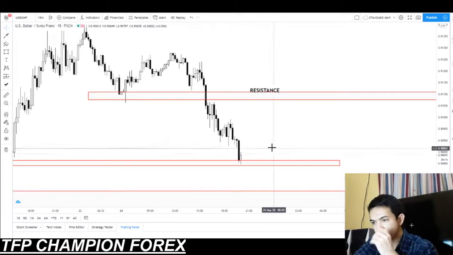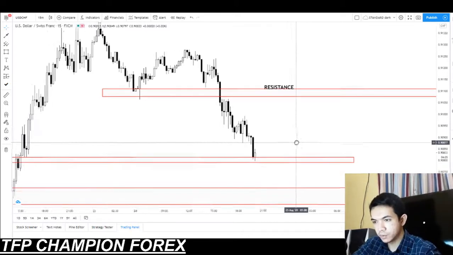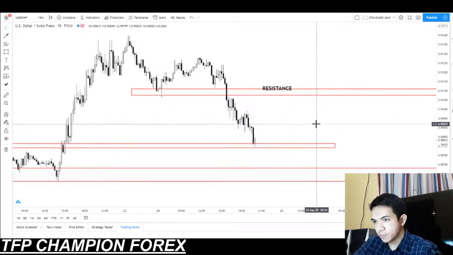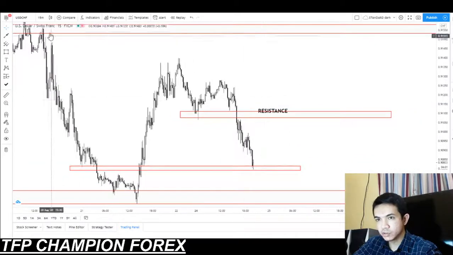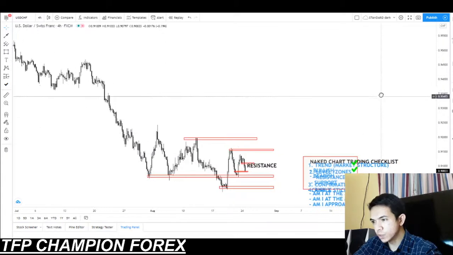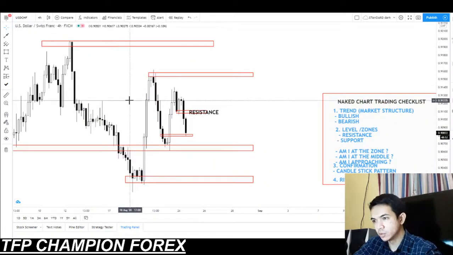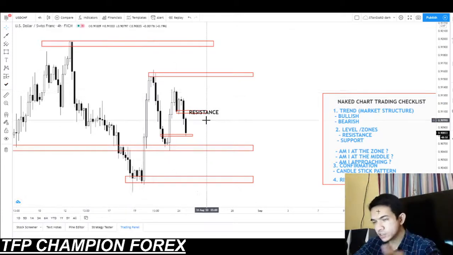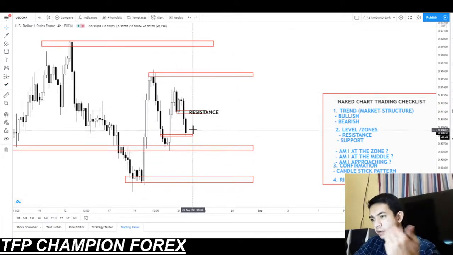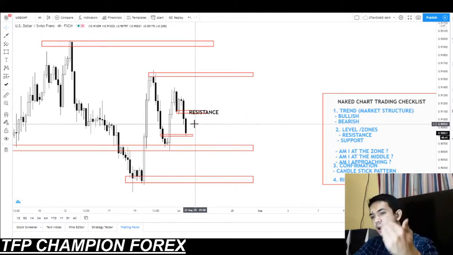So currently now there's no confirmation for me. So I will just sit around, wait for the market to show me what I am looking for. Right? So you see how I analyze a certain pair coming from an H4. Definitely, you should look first at what the overall trend of the market is at this current state. So is it bullish, bearish, and where am I at the zone? Am I already at the resistance, at the support? Am I at the middle, or am I still approaching?